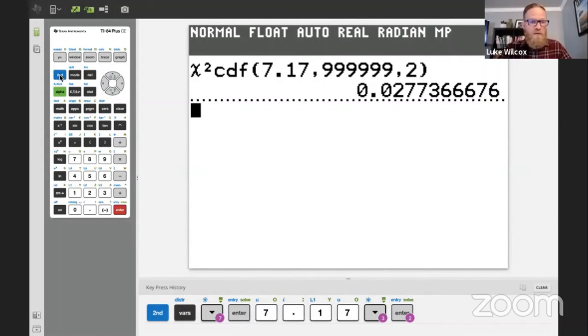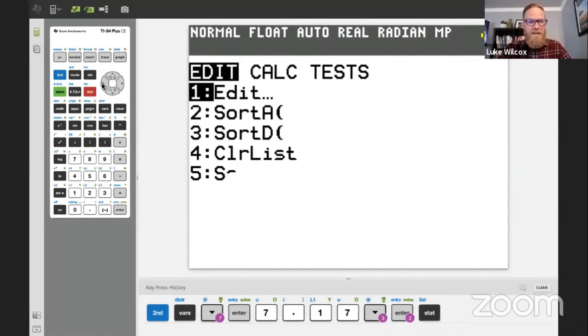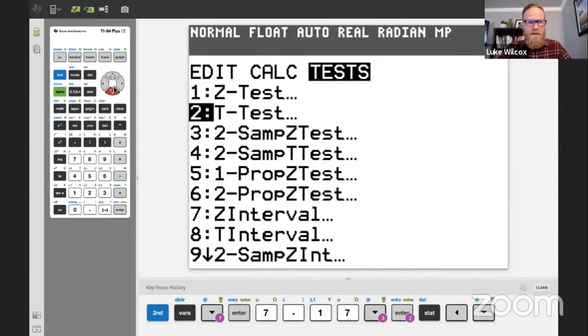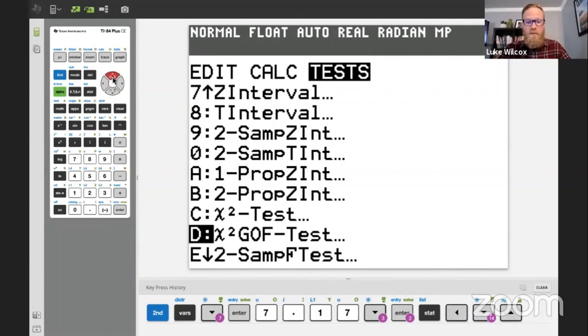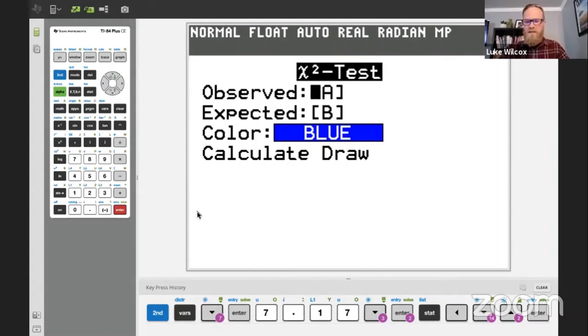So if you go to stat, and then you go over to tests, and you scroll all the way down, you're going to find eventually a chi-squared test. And you may have 2 of them. You may have a goodness of fit. Some calculators have it, some don't. But all of the calculators have this, the chi-squared test. Now, if you hit enter on that, what you're going to notice here is that the calculator wants you to do something in a matrix, matrix A and matrix B.